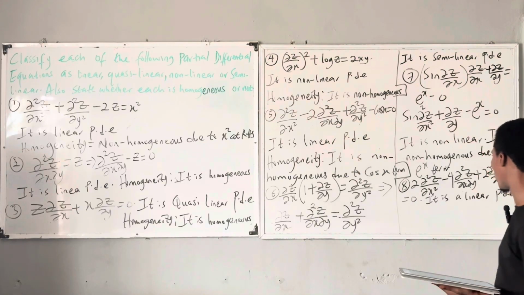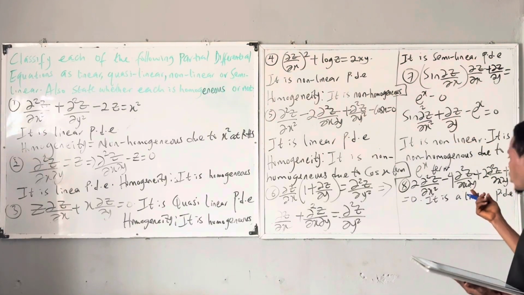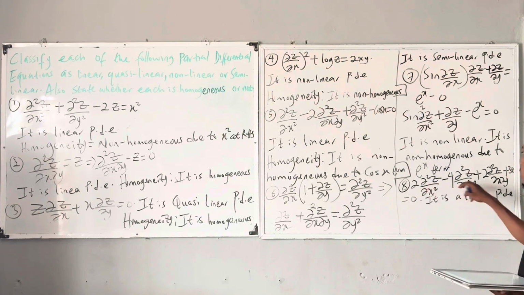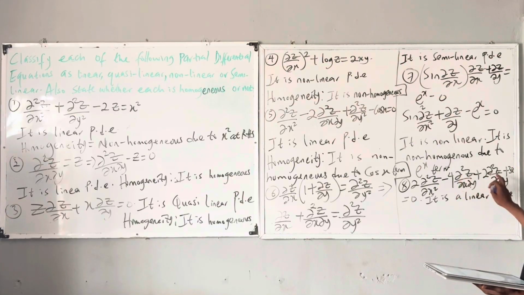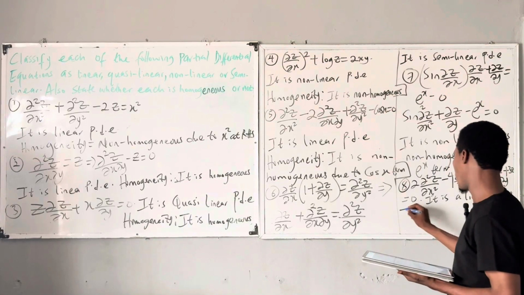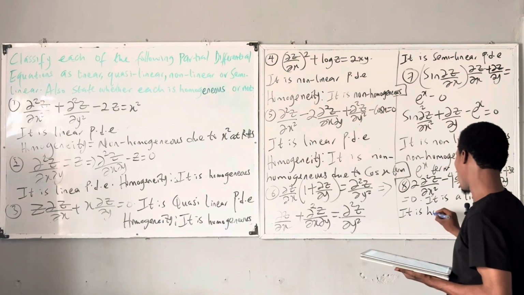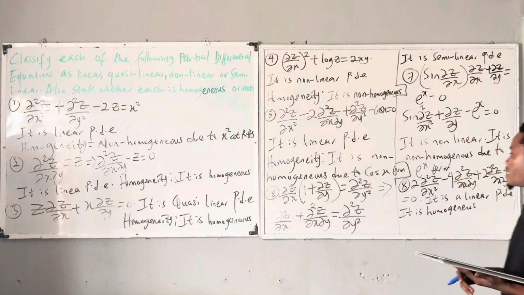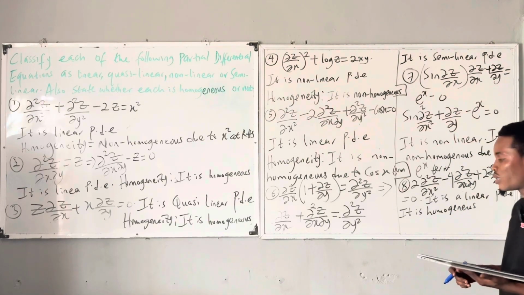Let us check if it is homogeneous. Because it is equal to 0, the first term has a derivative of z, the second term has a derivative of z, which is the dependent variable, the third term has the derivative of z, and the last term has the partial derivative of z. So it is homogeneous, because every term contains the derivative of z and its dependent variable, which is z.